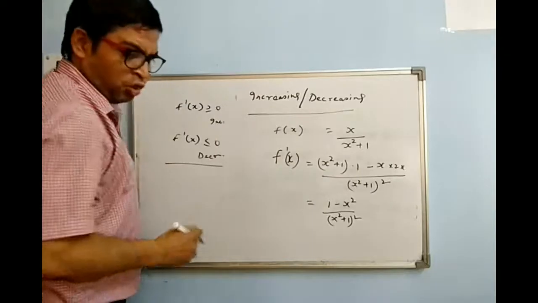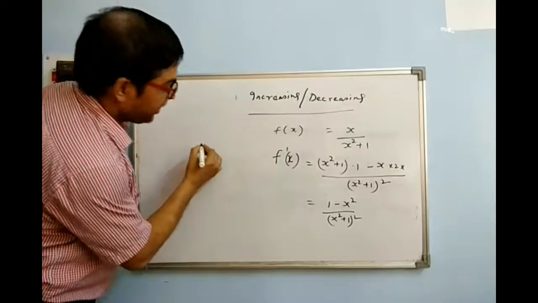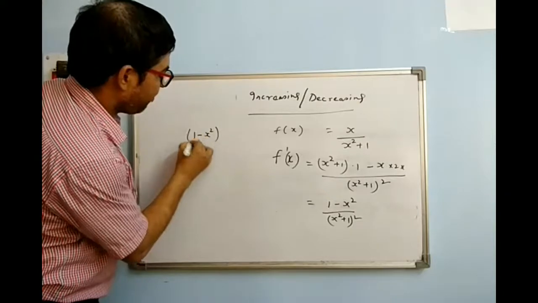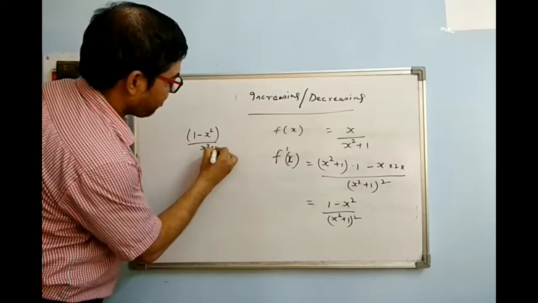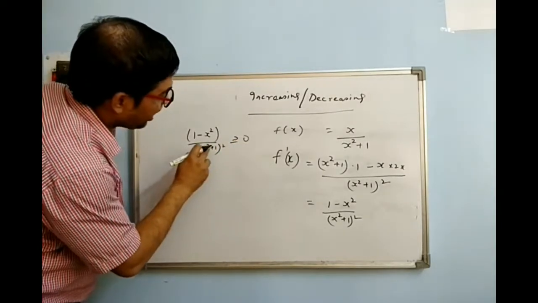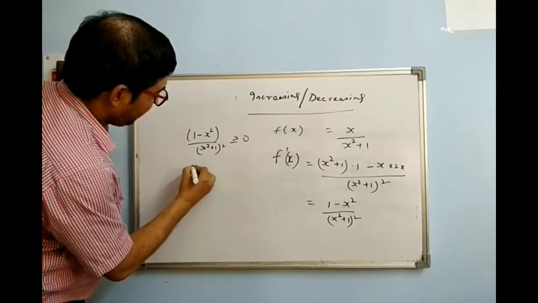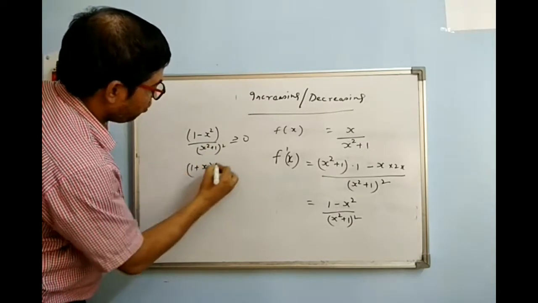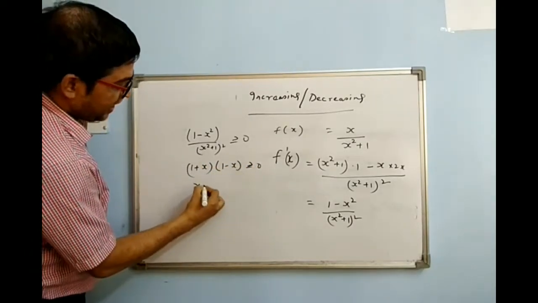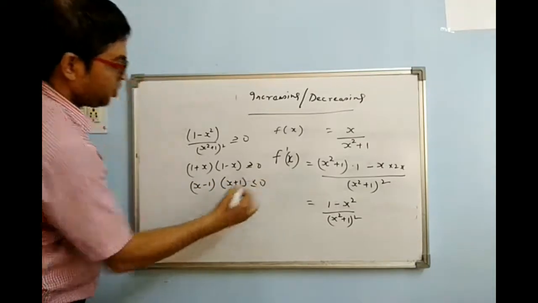Okay, so to check the interval where the function is increasing or decreasing, if I am checking for increasing, 1 minus x square by x square plus 1 whole square should be greater than or equal to 0. This denominator can be neglected. Why? Because the square of a number is positive and a positive thing can be neglected. So actually it is 1 plus x into 1 minus x. This can be further written as x minus 1, x plus 1 less than or equal to 0.